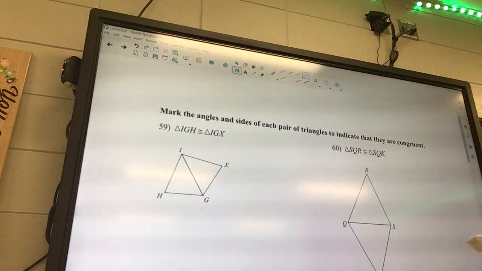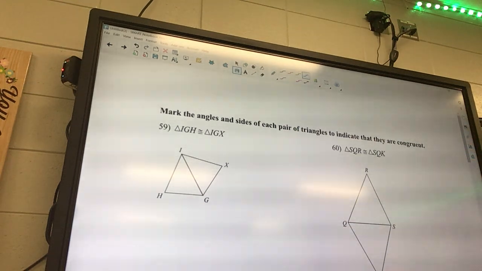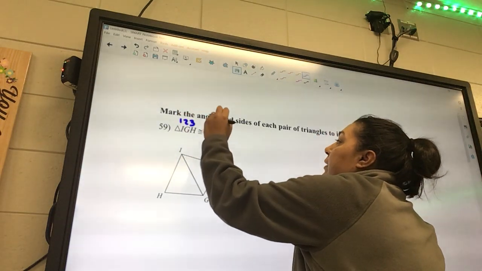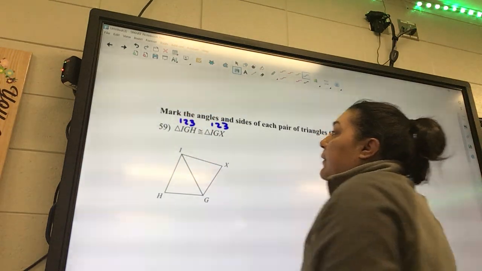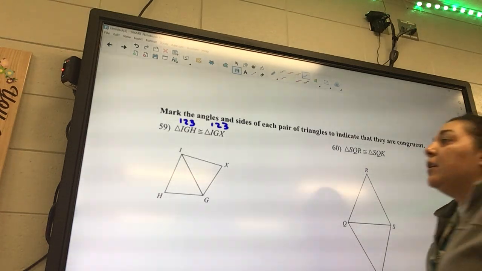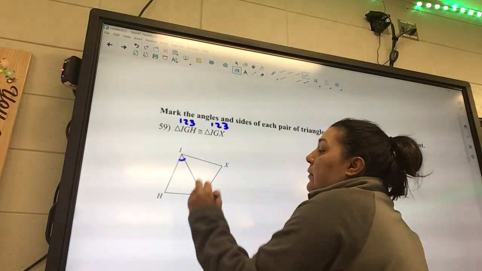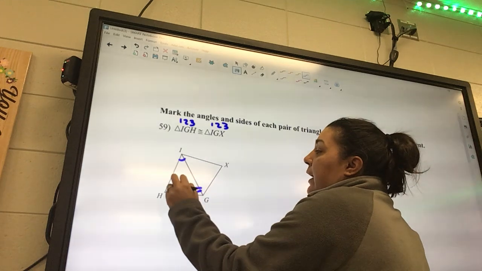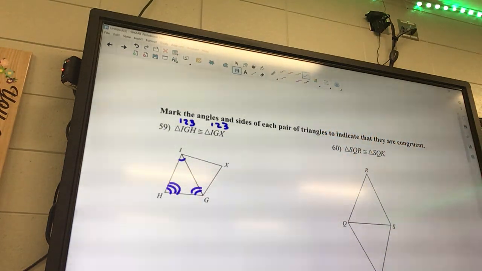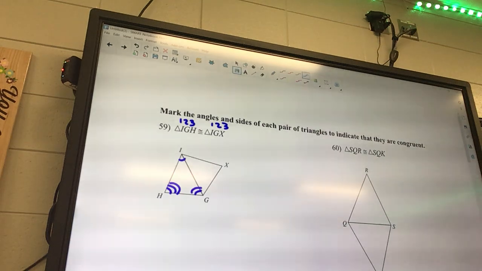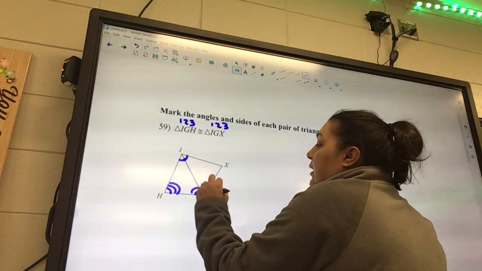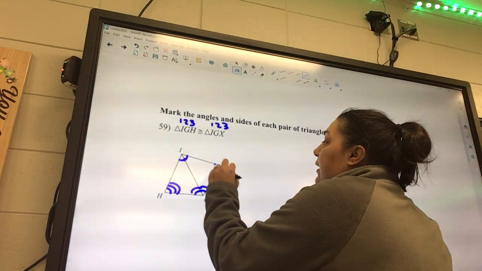Okay, 59 says mark all the angles and the sides. So I do that 1, 2, 3 method. The angles are definitely easier to do. So I gets 1, G gets 2, H is going to get 3, for that first triangle. For triangle 2, I is going to get 1, G is going to get 2, X is going to get 3.